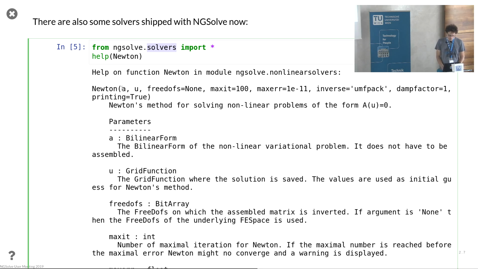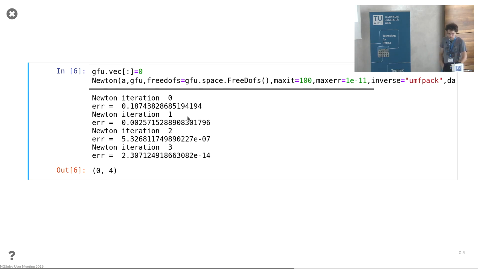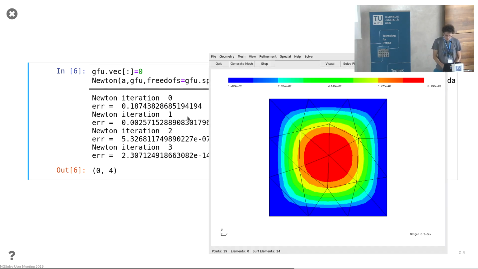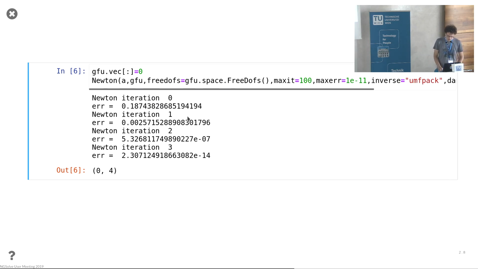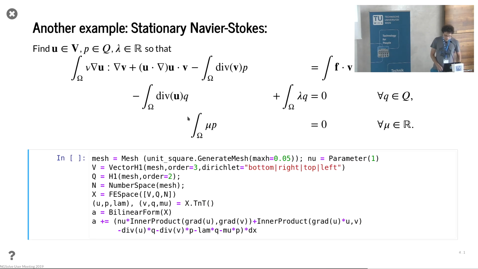So you prescribe your form, your grid function that you want to work with. You prescribe which theoretically degrees of freedoms you might have, and so on. All right, so solving the same problem now with the NGSolve implementation gives you the same solution actually, and also the same amount of iterations. Okay, not surprising. So if you're interested in a trivial problem because everything is too complicated so far, take a look at this. I will skip it.